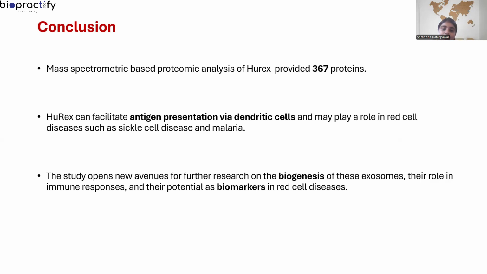These events occur during erythropoiesis, which is the formation of red blood cells, when reticulocytes are converted to mature RBCs. In between, these events occur and lead to the formation of exosomes. So there may be a chance that in diseases associated with RBCs, these exosomes might interfere, altering the biological processes.